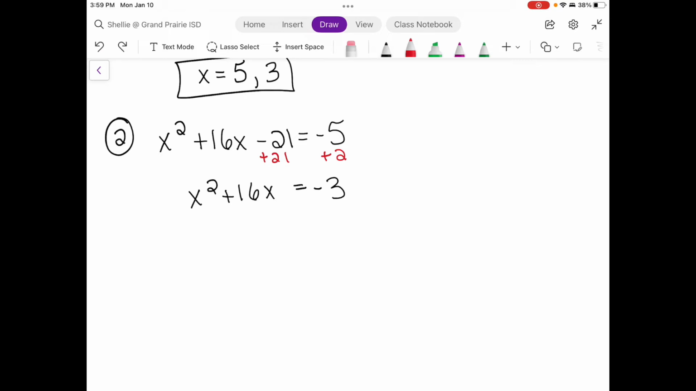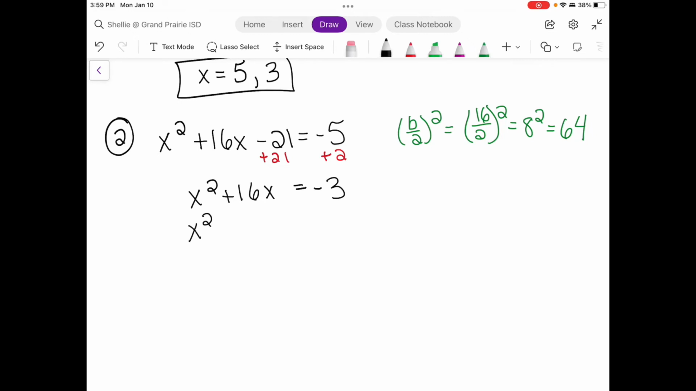So I'm ready to go ahead and find my magic number. I need to find out what b over 2 squared is. So b is 16, so that'd be 16 over 2 squared. 16 over 2 is 8. 8 squared is 64. So I need to add 64 to both sides.